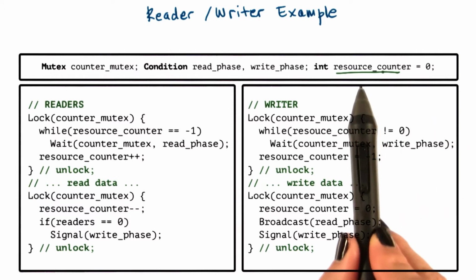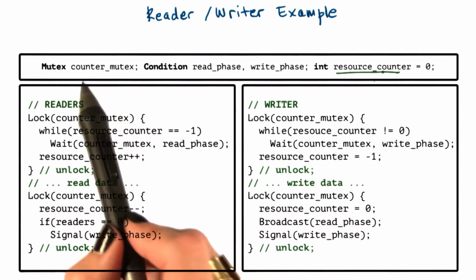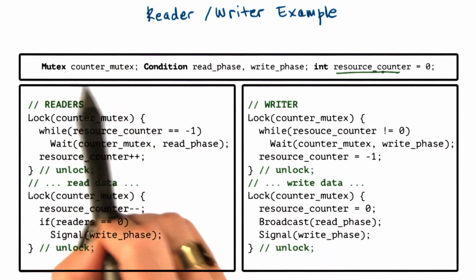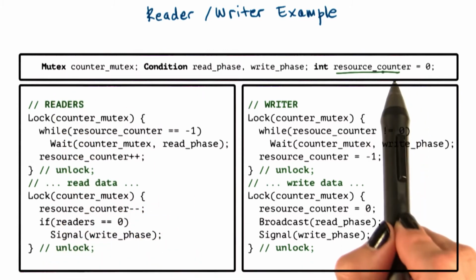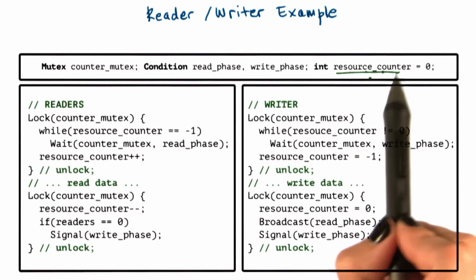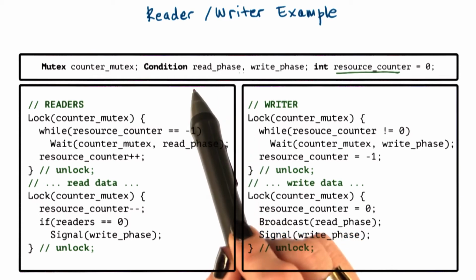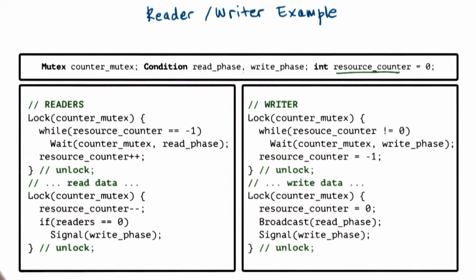So what we'll need basically in our program, we will need a mutex, that's the counter mutex. This is the mutex that will always have to be acquired whenever the resource counter variable is accessed. And then we will also need two variables, read phase and write phase, which will tell us whether the readers or the writers need to go next.